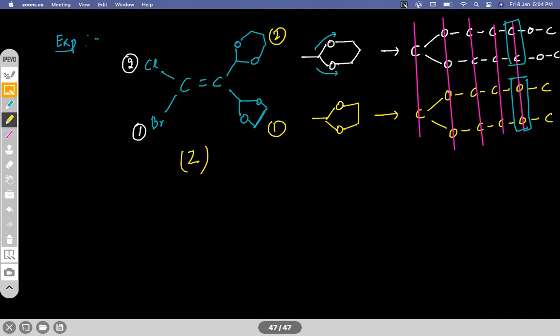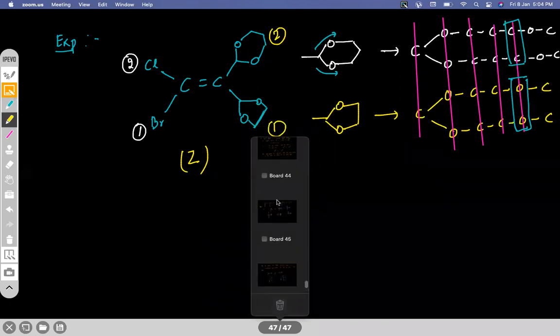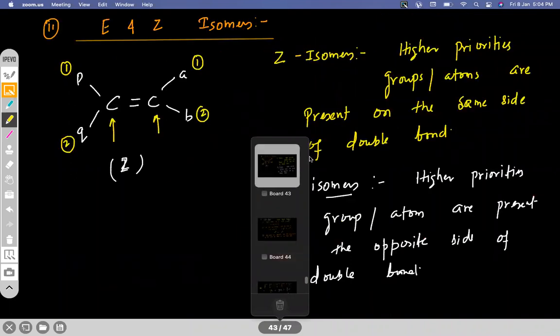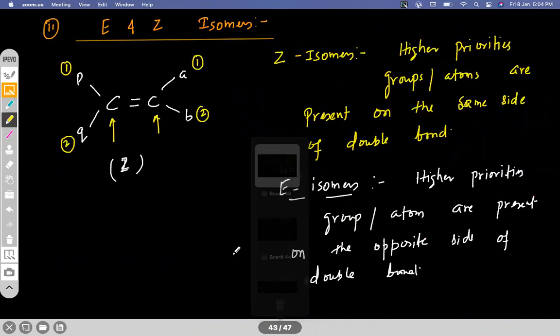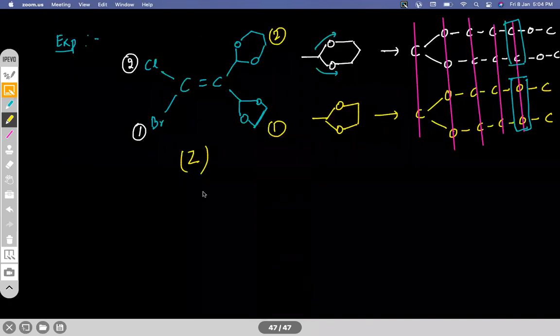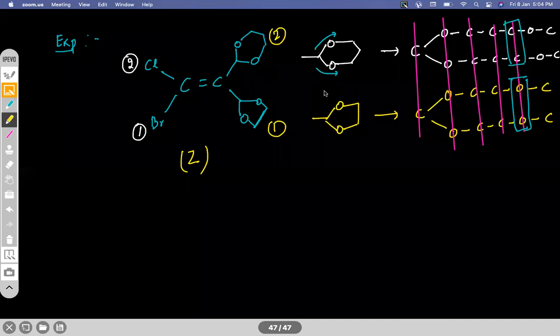Here I have written, I guess, you see. Z isomer: when higher priority groups are present on the same side of the double bond, Z. Opposite side, then E. So you see, both higher priority, same side, hence it is Z. Clear? So when you have a compound like this, a smaller ring will have the higher priority in this kind of pattern. A smaller ring will have a higher priority.